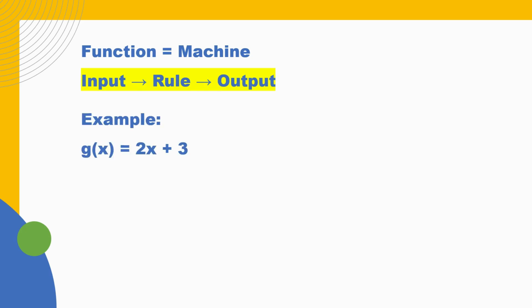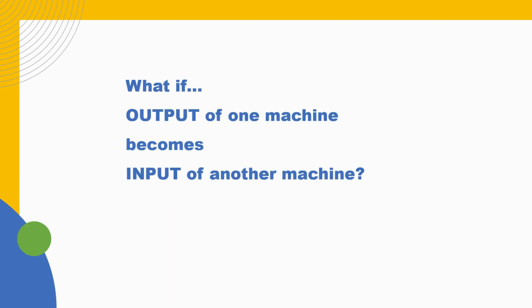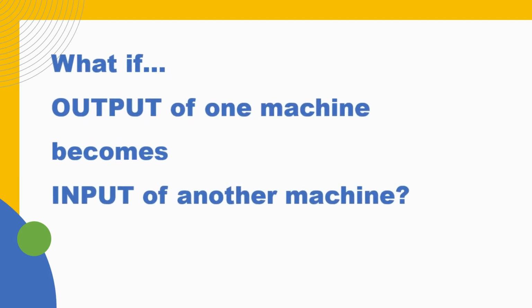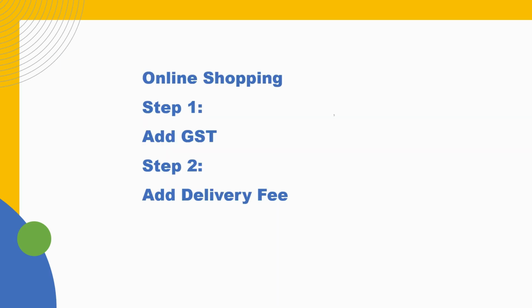So look at the function over here. We have g of x equals 2x plus 3. So if the input is 4, this machine doubles it and adds 3. So the output becomes 11. That is the entire idea behind composite functions. One function finishes its job, then the other function starts working on the result.